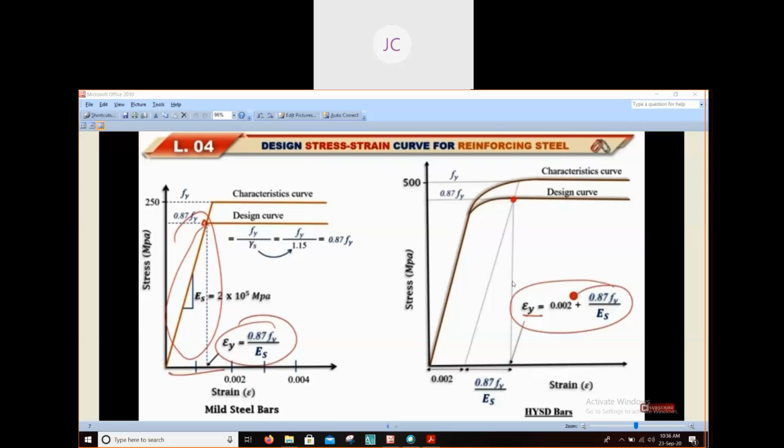So at this point, the strain will be 0.002 plus 0.87 Fy by Es. You have to add this whole value because we need the deformation, we need the strain at this point. So you have to find out this whole value. And this value will be 0.002 plus 0.87 Fy by Es.